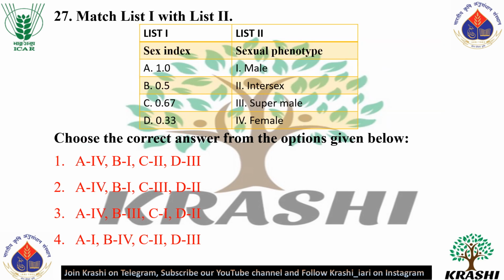Question number 27. Match the sex index with the sexual phenotype. When 1 is there, that is associated with female, 0.5 is associated with male, 0.67 tells us that it is intersex, 0.33 tells us that it is a super male. So the correct combination is A4, B1, C2 and D3, that is option number 1.